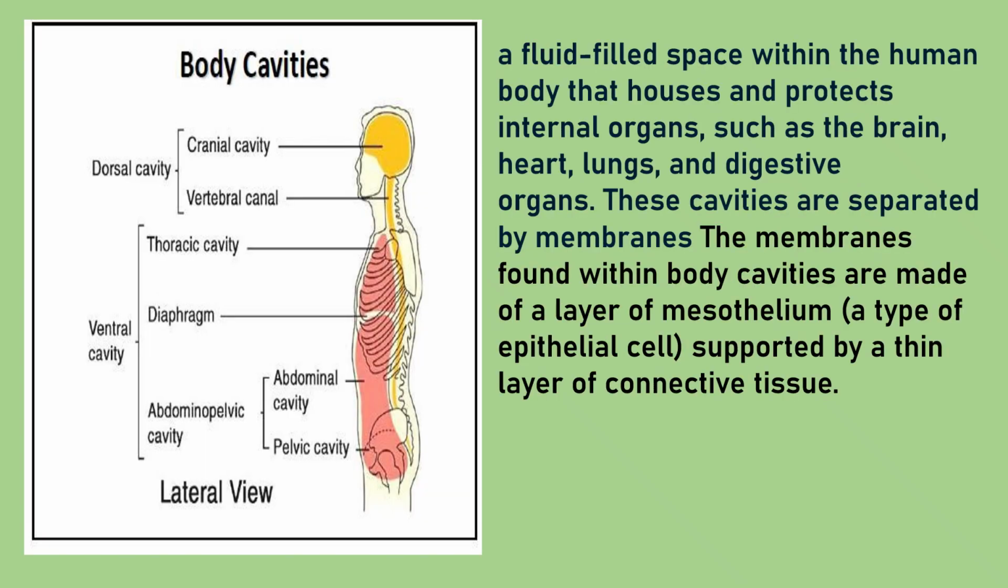Now, what are body cavities, which the epithelial tissues are also covering? A body cavity is a fluid-filled space within the human body that keeps and protects internal organs, such as the brain. It is present in the cranial cavity, heart, lungs, and digestive organs. These cavities are separated by membranes, and these membranes found within the body cavities are made up of a layer of mesothelium. It is also a type of epithelial cell. Since it is found within the body cavities, it is called mesothelium. It is also supported by a thin layer of connective tissues.